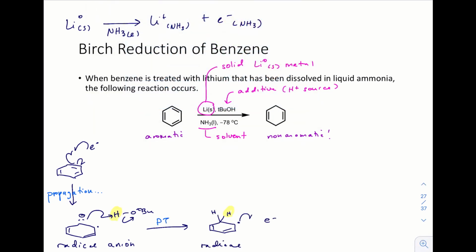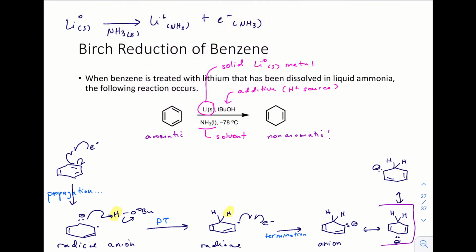This radical reacts with another dissolved electron in solution to generate an anionic species. This anionic species can be described by two other resonance structures. Try to draw them on your own. However, the major resonance structure for this species is this one, and whether or not you would have predicted that, I am letting you know that that is the case. As you might expect, this species is basic and can react with that T-butanol additive. This time I'll draw out the Lewis structure of T-butanol just for fun. Proton transfer reaction occurs to generate this non-aromatic product.